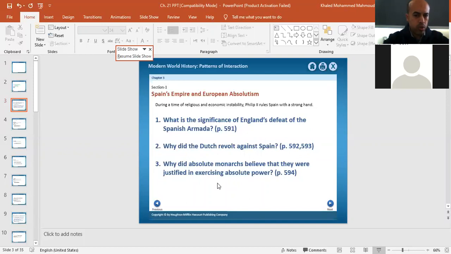why did absolute monarchs believe that they were justified in exercising absolute power? Why did they believe in the divine right? This is the summary of this question. These rulers wanted to be absolute monarchs, kings or queens who held all of the power within the state's boundaries. Their goal was to control every aspect of society. Absolute monarchs believed in divine right, the idea that God created the monarchy and that the monarch acted as God's representatives on earth. And absolute monarchs answered only to God, not to his or her subjects.